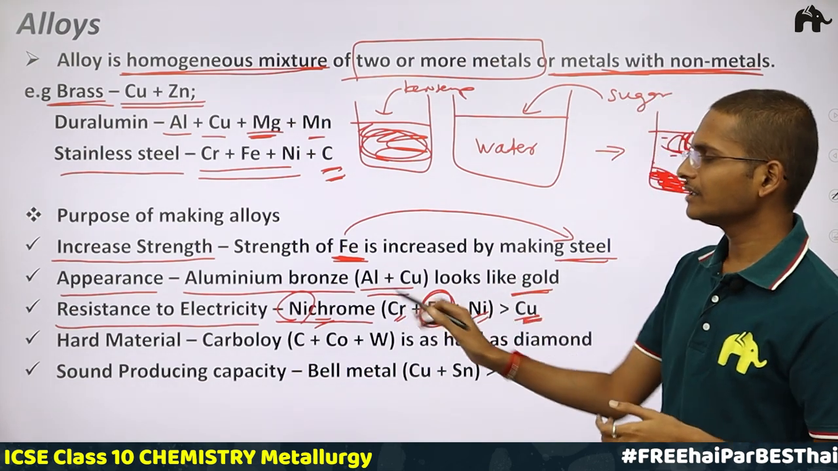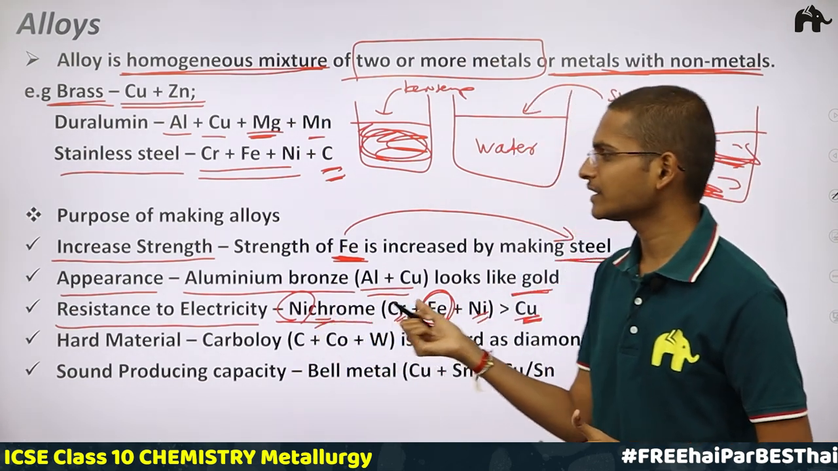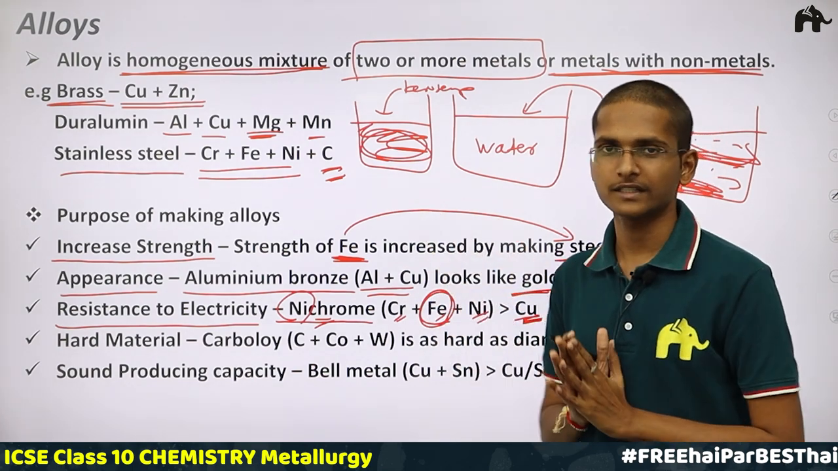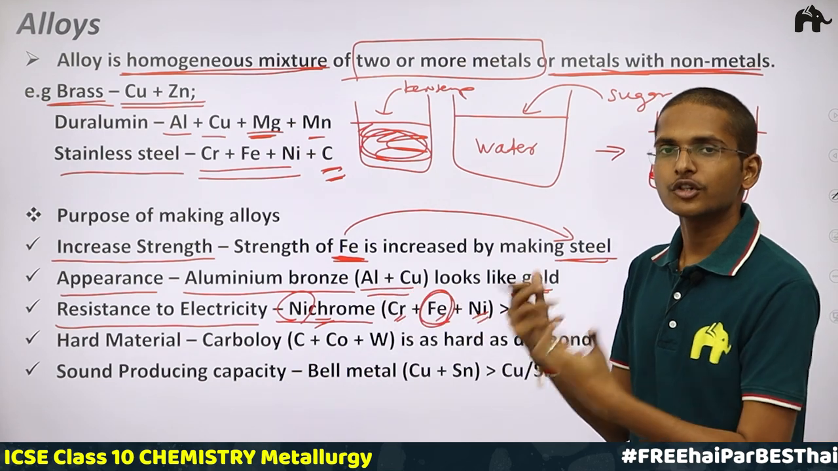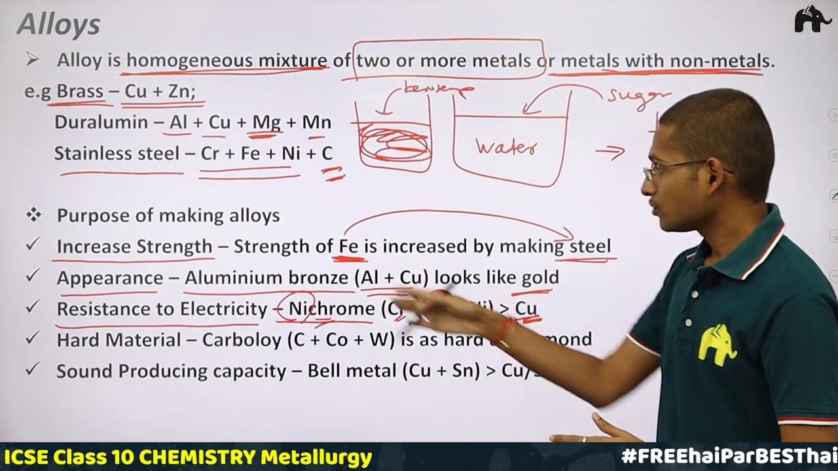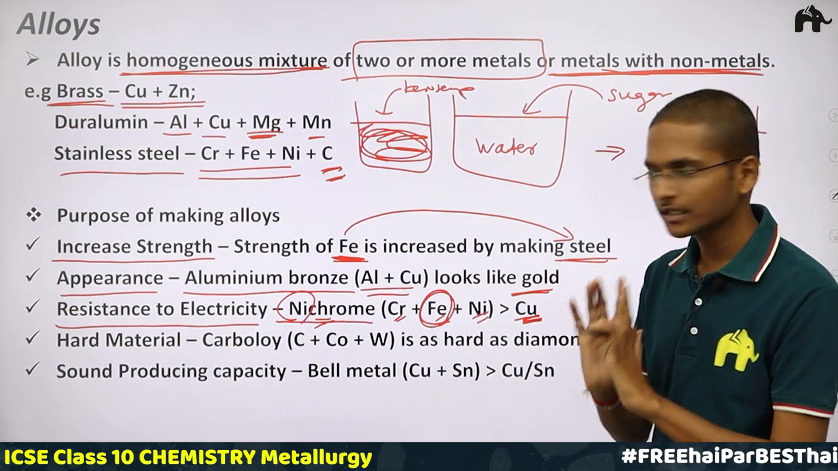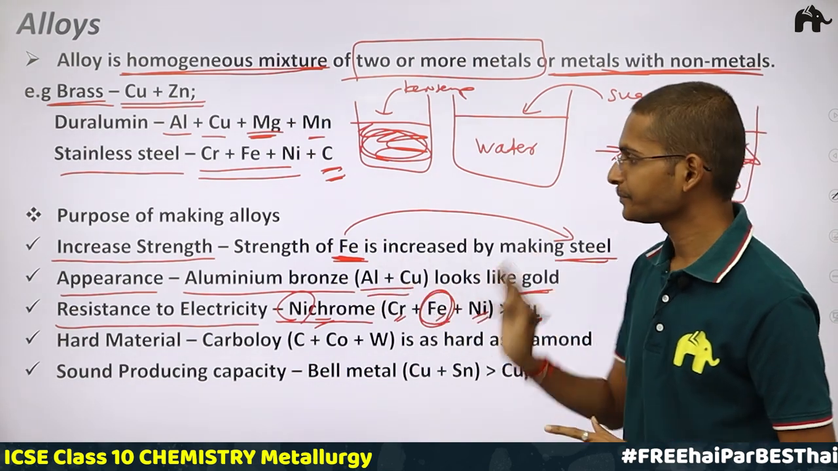Now why do we need materials which have resistance to electricity? In order to produce heat and all those things. You will learn this in physics, because resistance produces heat. So this nichrome actually has more resistance than the metal copper. Clear? For this purpose we also prepare alloys.